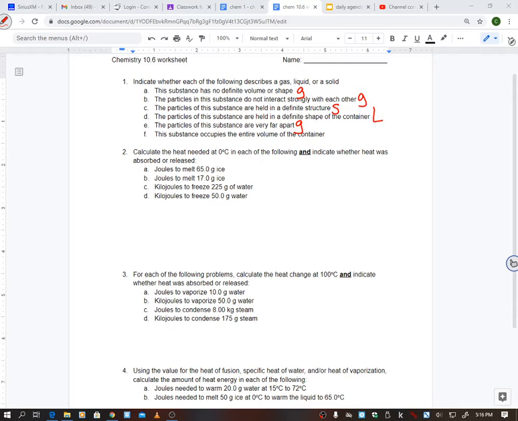Now, if I take that same water bottle, empty it, and blow a bunch of air into it, that air fills the entire bottle. So this is a gas. Most of these are gases. All right, so number 2.